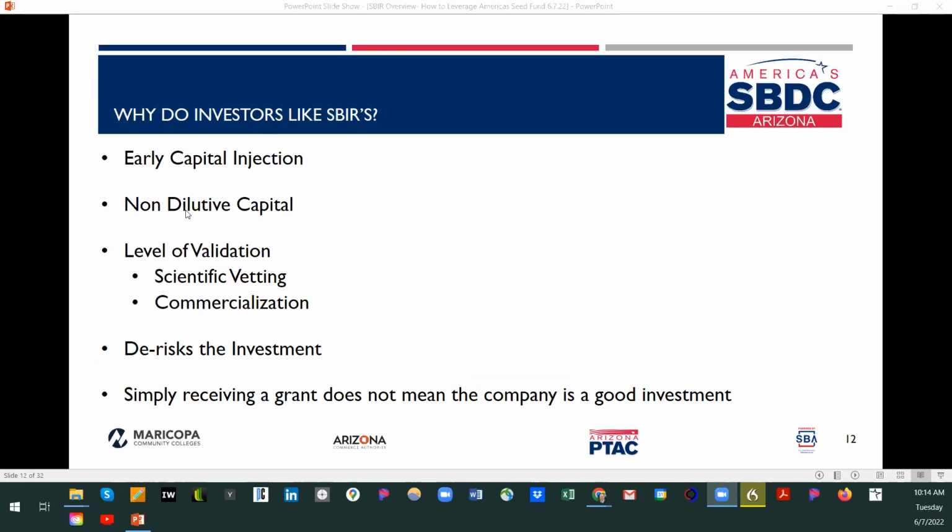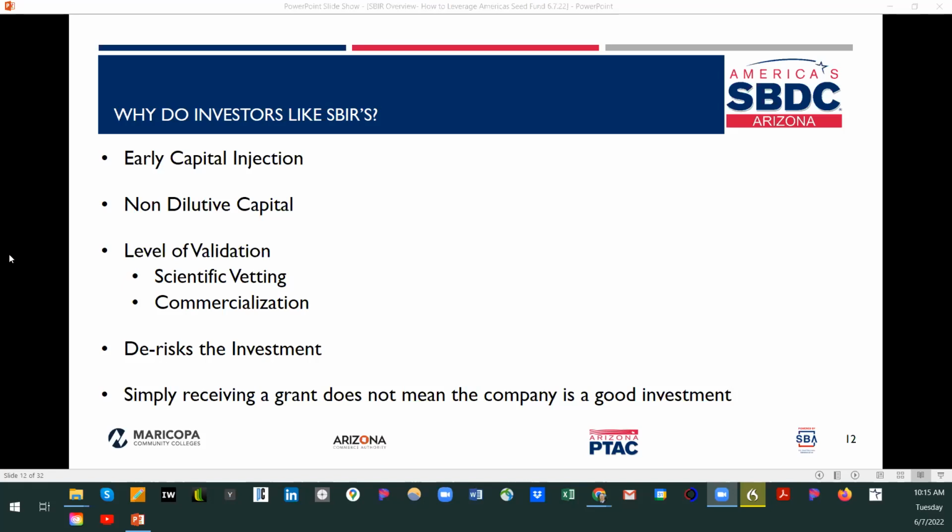It's non-dilutive. Non-dilutive means there's no ownership taken. The government is not an investor. It's a grant. There's also a certain level of validation that comes with it. If you win an SBIR Phase 1 or Phase 2, there's some scientific vetting. As I mentioned, I help with the NSF, so you get experts to look at your science. Then there's a commercialization component, and it has to pass the bar for commercialization, which means: are you going to make this a business, or how can you make this a business? You've got to be thinking along those lines.